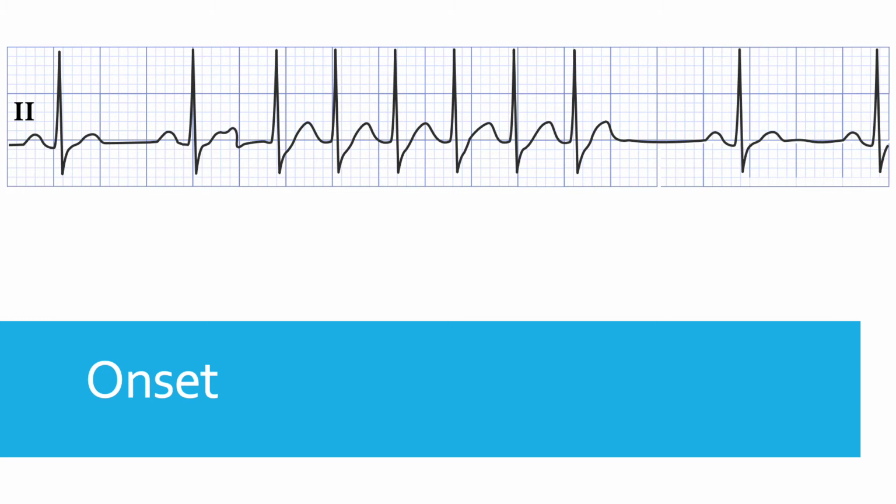For example, this is a narrow complex tachycardia. We see the initiation of the tachycardia, the termination, and a few beats of sinus rhythm. The differential for this includes atrial tachycardia, AV-NRT, AV-RT, and junctional tachycardia.